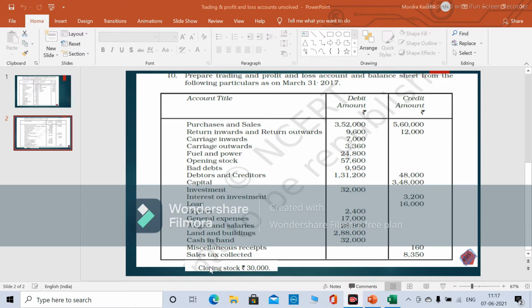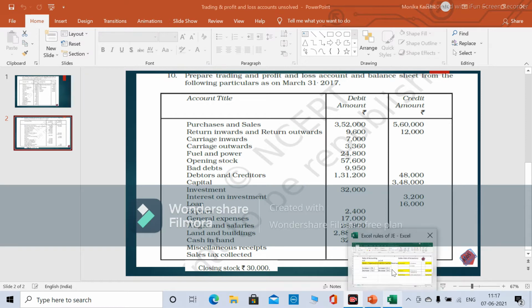Closing stock I have written over here. This is in the adjustment. If something is in the adjustment, we will have to make the double entry. If something is given in the adjustment, we will have to adjust it on the dual side. One, it will go in the trading account, closing stock, credit side, and the other treatment, it will go in the balance sheet debit side. So let's start preparing the trading account quickly.